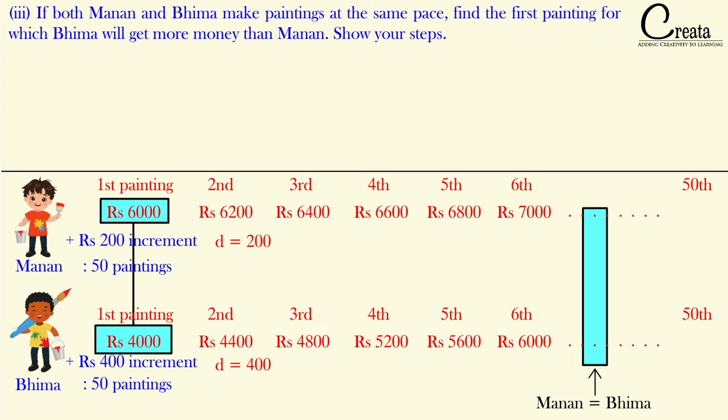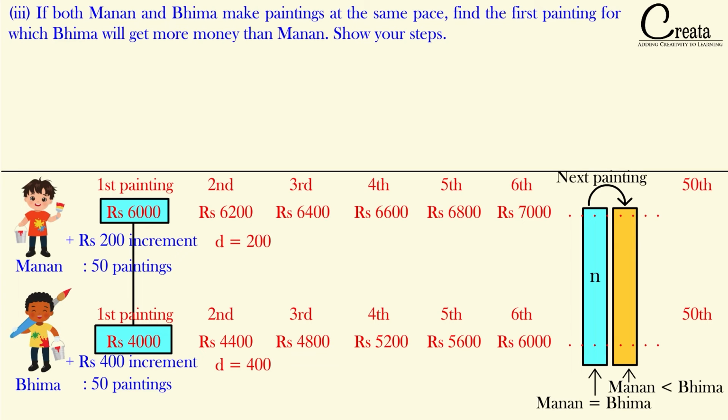Initially, Manan is getting rupees 6,000 and Bhima is getting rupees 4,000 for the painting. But as we are adding the increment, we will reach a point where Bhima and Manan will get the same amount of money for their painting. After that, for the next painting, Bhima will get more money than Manan, as the increment of Bhima is more as compared to Manan.